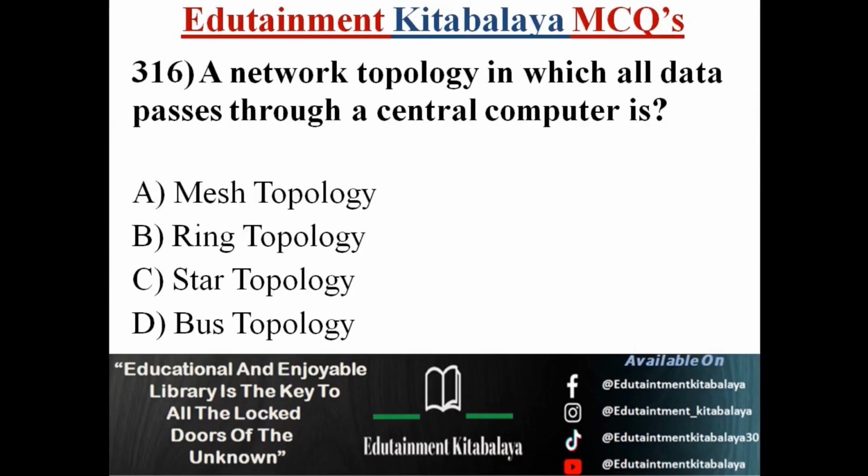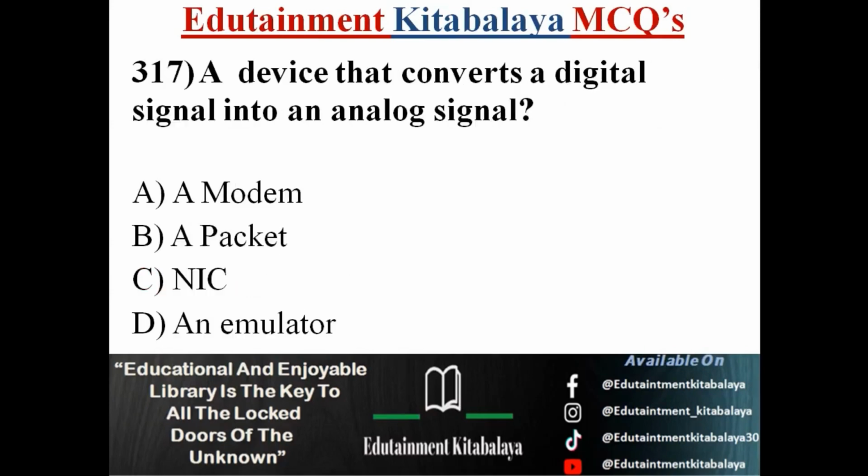Number 316. A network topology in which all data passes through a central computer is A. Mesh topology. B. Ring topology. C. Star topology. D. Bus topology. Correct answer is C. Star topology. Number 317. A device that converts a digital signal into an analog signal? A. A modem. B. A packet. C. NIC. D. An emulator. Correct answer is A. A modem.